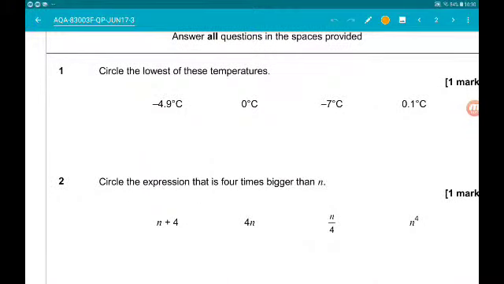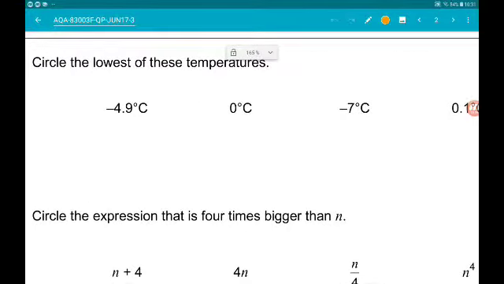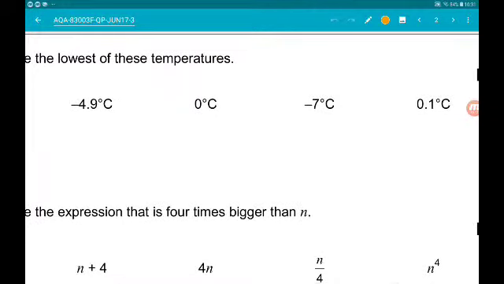Okay, question 1 wants us to circle the lowest of these temperatures. So we've got two negatives. Negative is already lower than positive. Now the bigger the actual number, the lower the actual value when we're talking negatives. So it's minus 7.